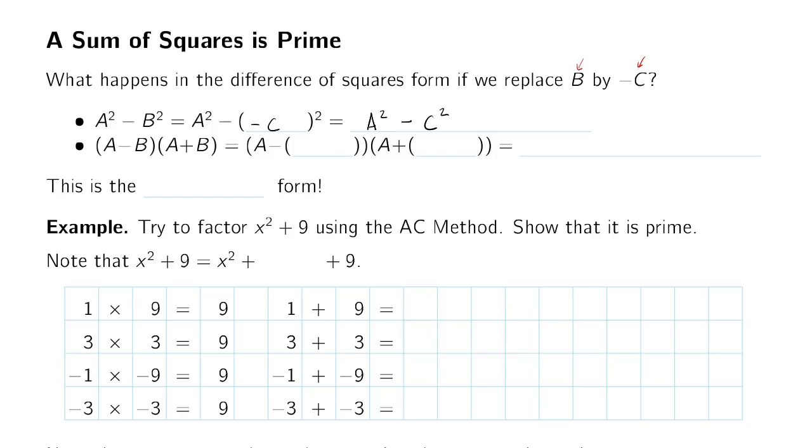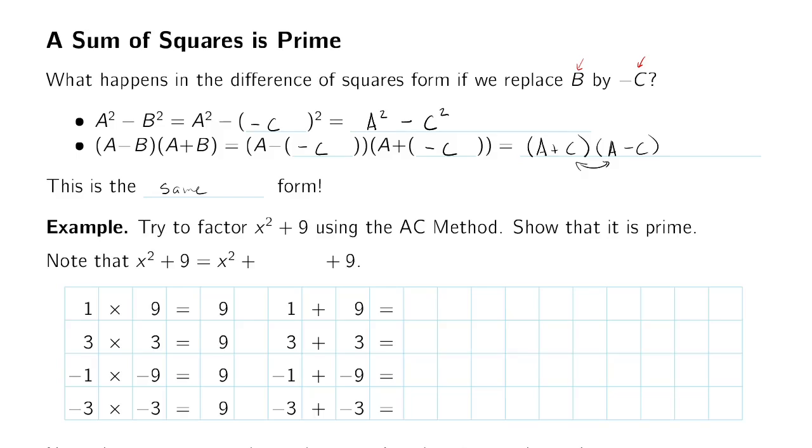What about in the factored form, right? If I take my a minus b times a plus b, so that'll be a minus negative c times a plus negative c. Well, a minus negative c, that's a plus c. A plus negative c, that's a minus c. What I've done here is just kind of switched the order. These are the same form. So that's not going to get me any way to find a factorization of a sum of squares.